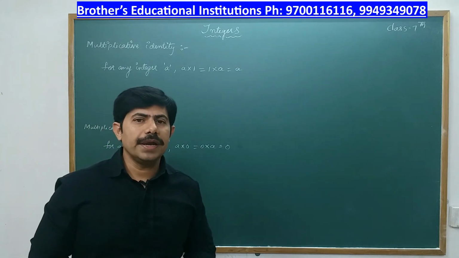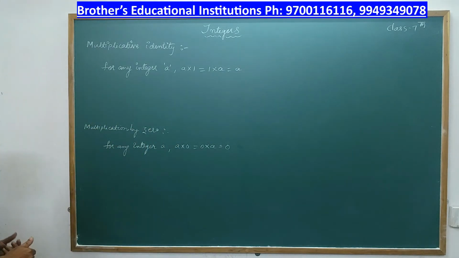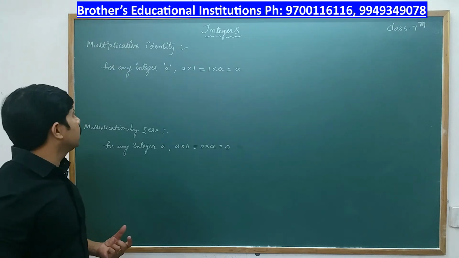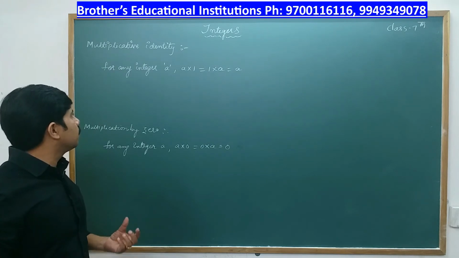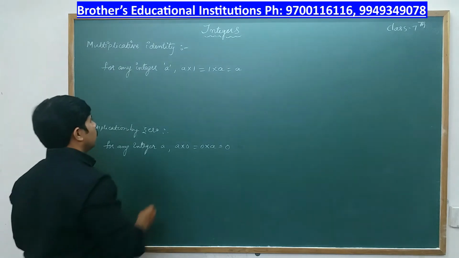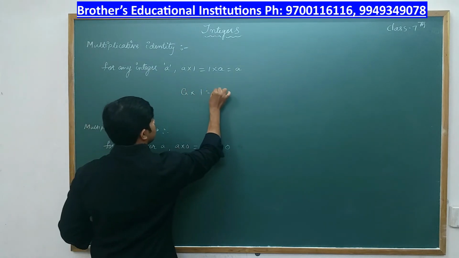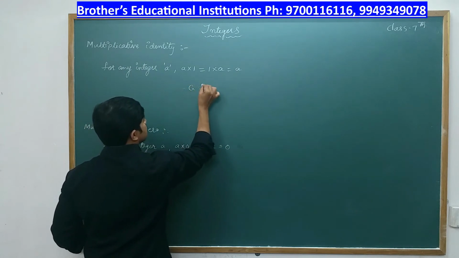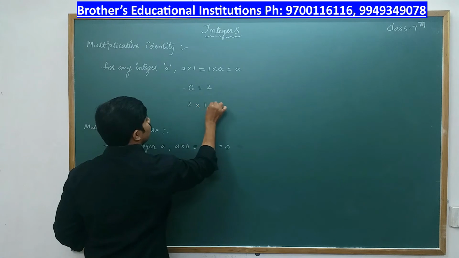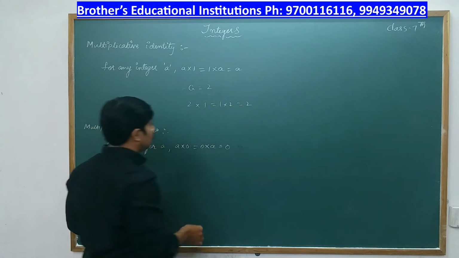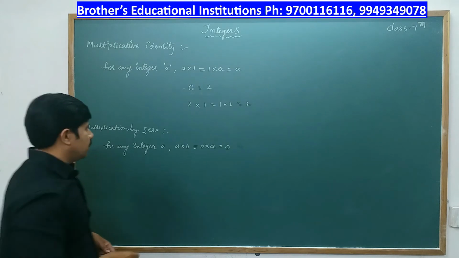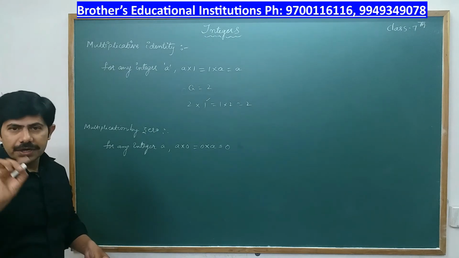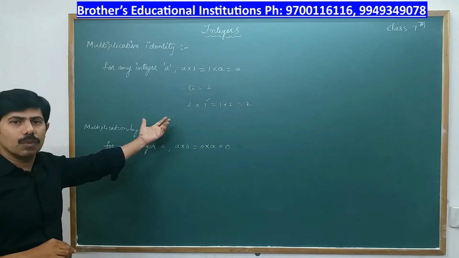Next one is multiplicative identity. For any integer A, A into 1 is equal to 1 into A is equal to A. Then we say the multiplicative identity is 1. So assume any number value A as 2, suppose. 2 into 1 is equal to 1 into 2, that is nothing but 2. 2 ones are 2, 1 two is 2. So we say this 1 is the multiplicative identity. Additive identity is 0 and the multiplicative identity is 1.